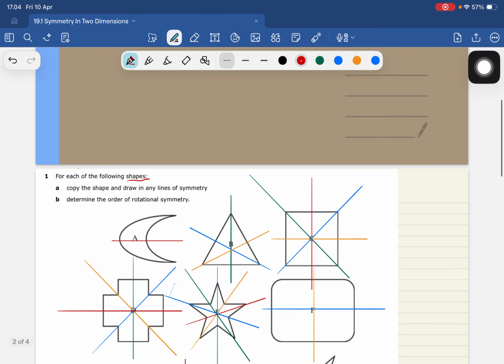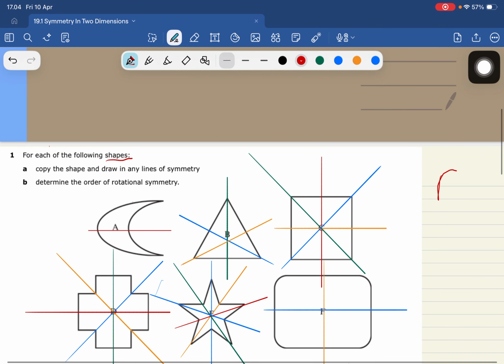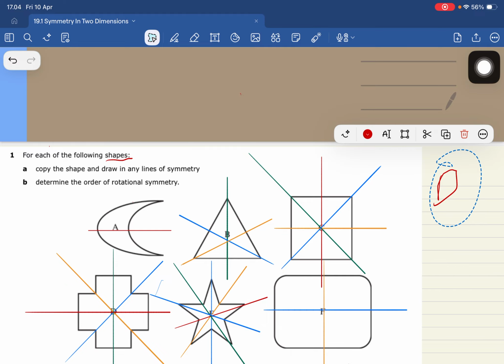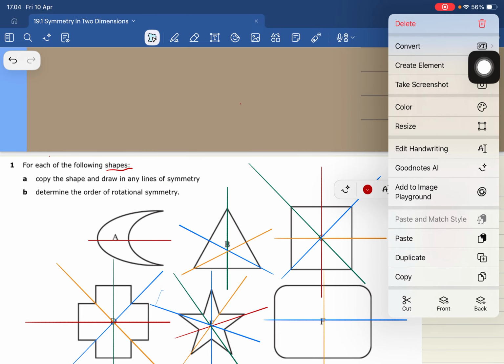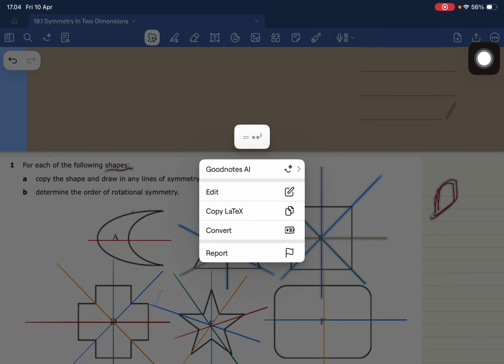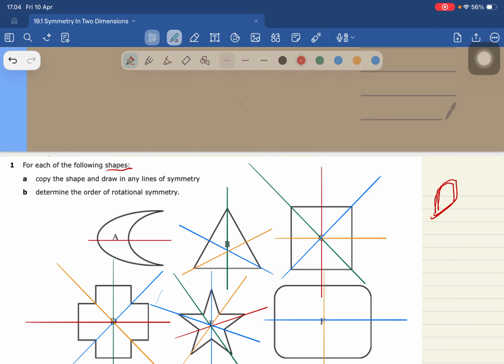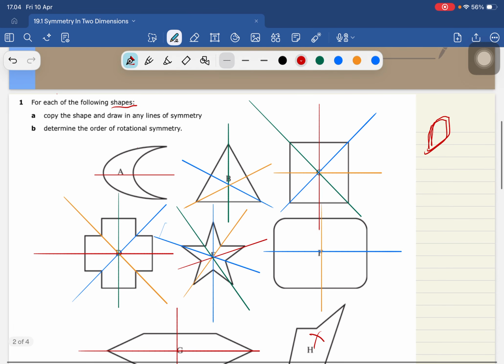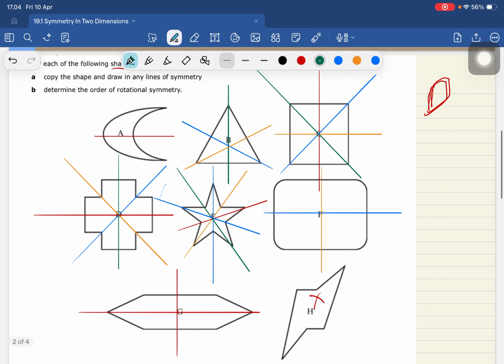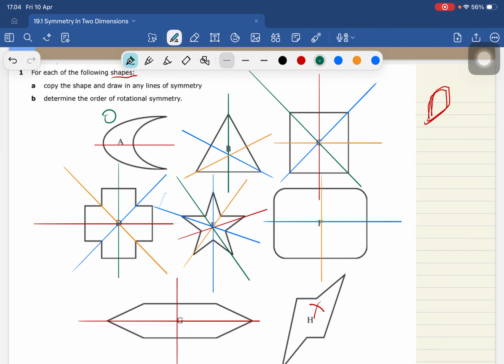Okay, to determine the order of rotational symmetry. For rotational symmetry, when we rotate, for example here we rotate, let me rotate. Can we rotate from here? Oh, no, we cannot rotate it. There is no rotation here. When we rotate, it will be exactly the same as the first shape. So A, we rotate to 360 degrees, so there is no rotational symmetry.